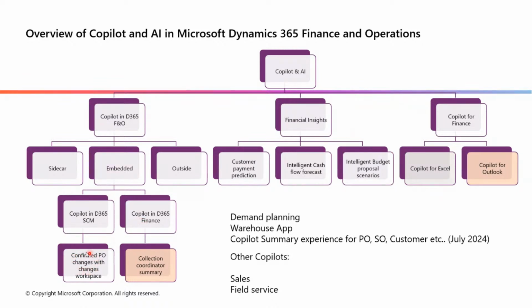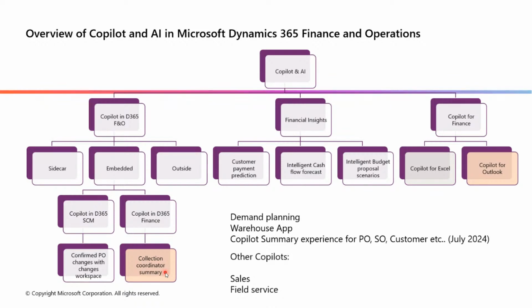In the supply chain area, one of the embedded features from the Copilot is the confirmed purchase order changes workspace. This workspace helps you know the impact if you are making any change in your purchase order and you are doing the reconfirmation and so on. So it helps you understand that, and Copilot helps you analyze those changes. Apart from that, in finance, you have a collections coordinator summary workspace, which we are going to talk about today, how it works and how it is going to help.